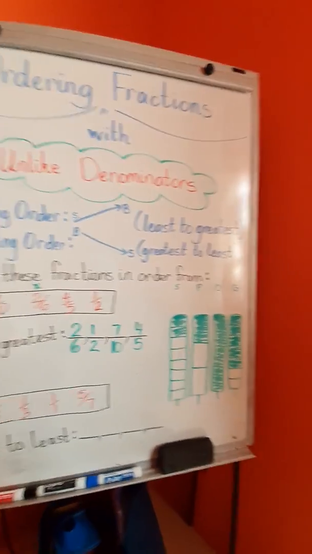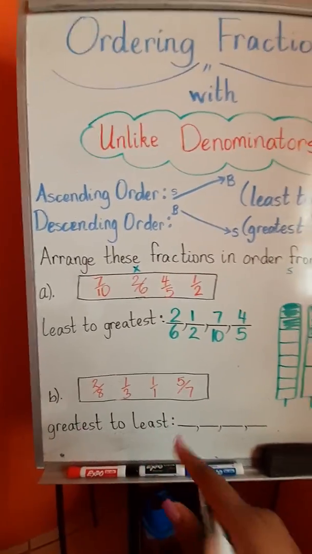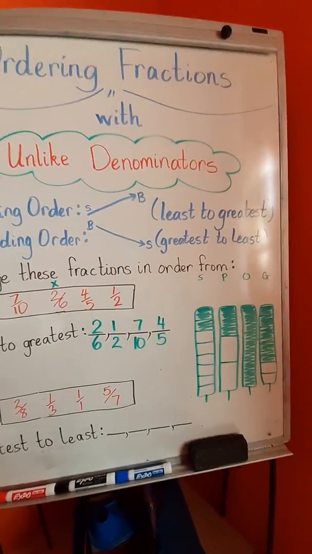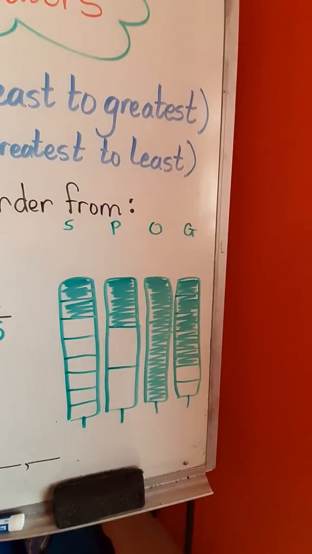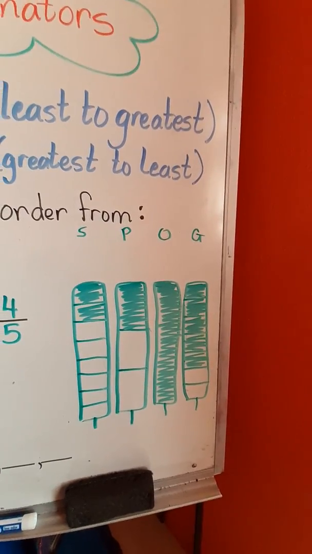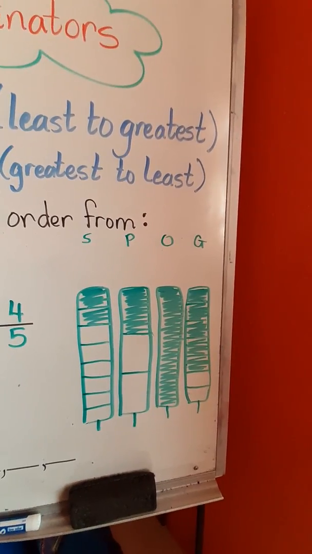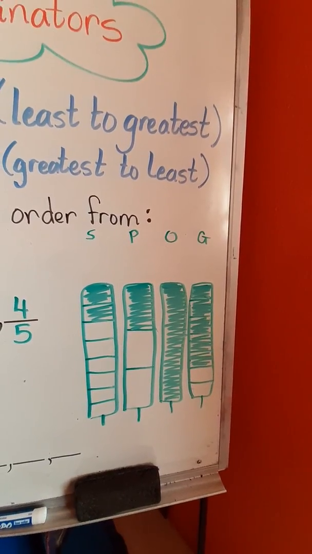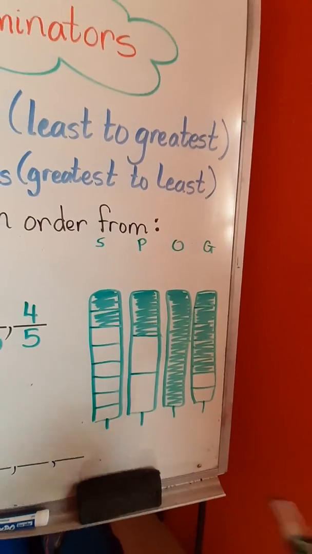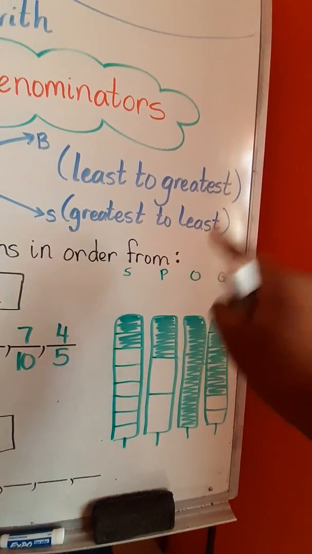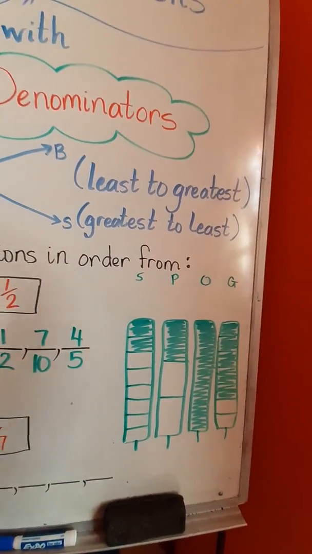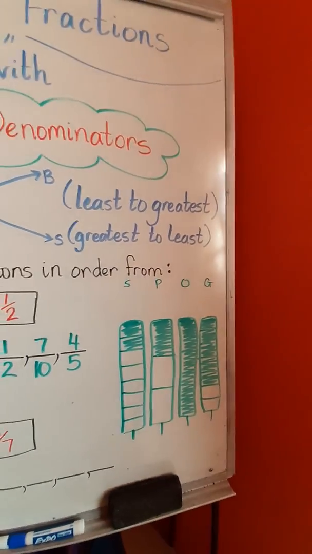Now, we have to put these in order from greatest to least. So we're looking for the one that was eaten the most of first. Which one was eaten the most? Don't forget, the shaded parts represent how much we have eaten. Which one did we eat the most of? You are correct. Right here. We ate this entire fraction, this entire popsicle, which was orange. And I love orange popsicles.